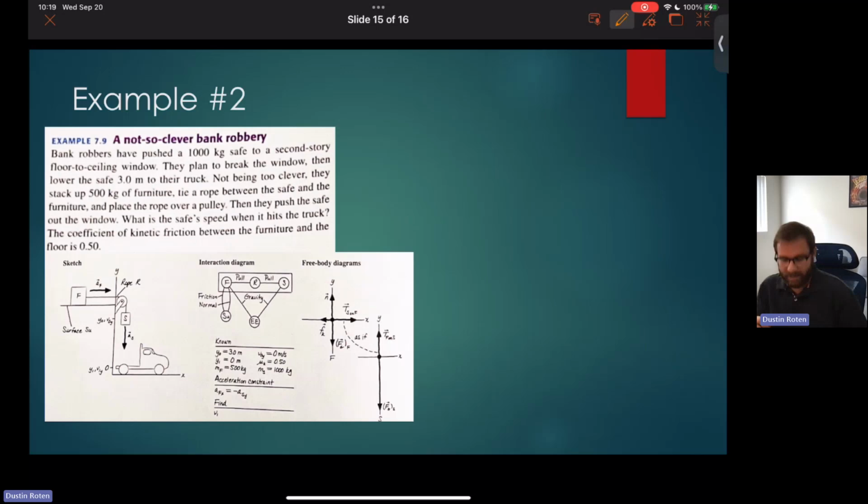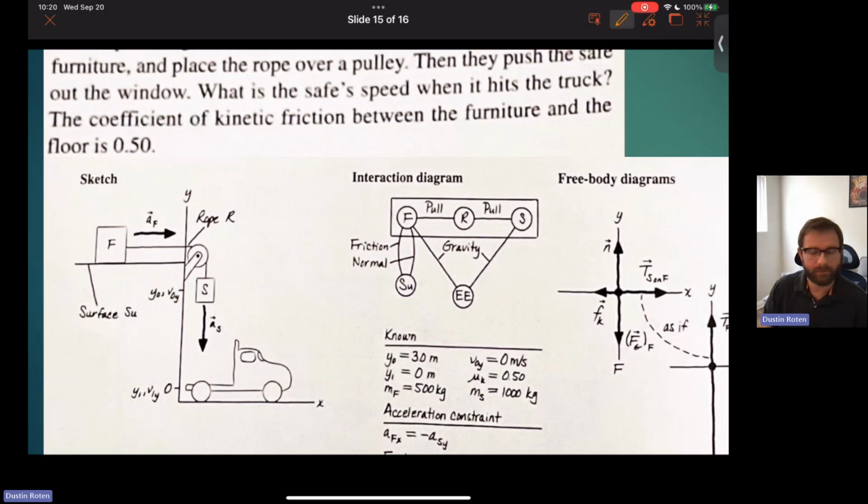All right, one more example. Bank robbers have pushed a 1,000 kilogram safe to a second story floor to ceiling window. They plan to break the window, then lower the safe 3 meters to their truck. Not being too clever, they stack up 500 kilograms of furniture, tie a rope between the safe and the furniture, and place the rope over the pulley. They then push the safe out the window. So what's the safe's speed when it hits the truck? The coefficient of kinetic friction between the furniture and the floor is 0.5, or 50% of the normal force.